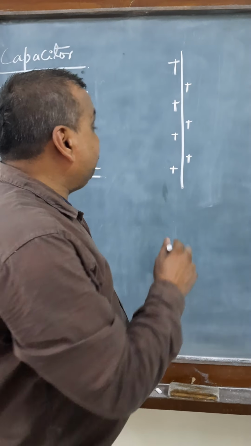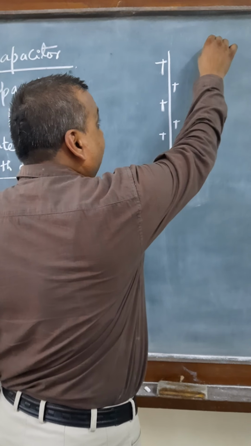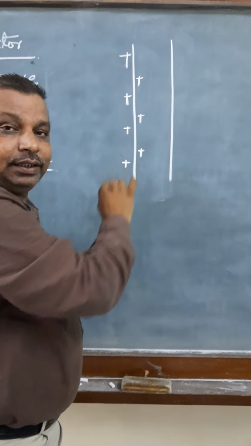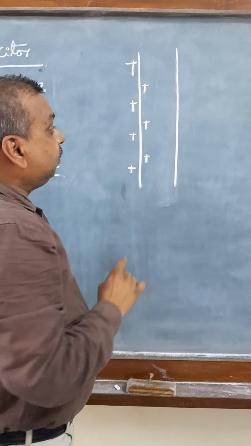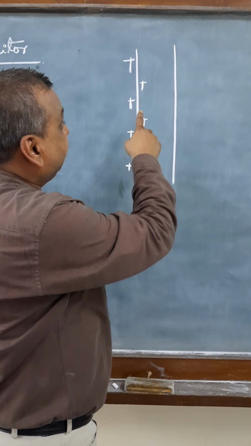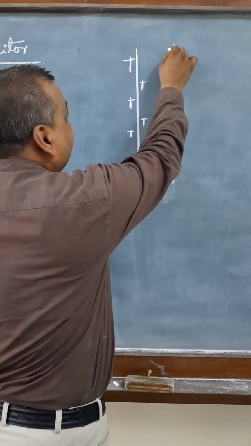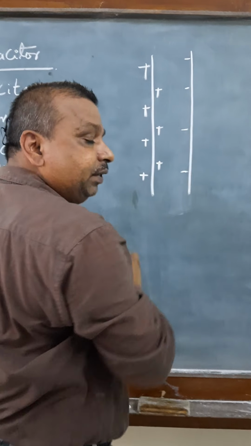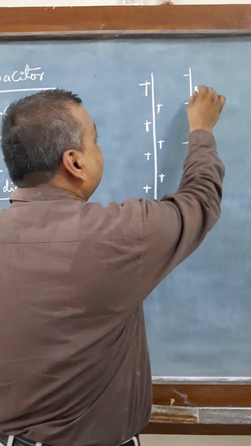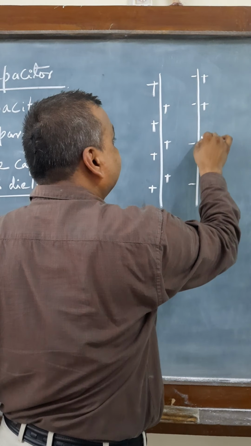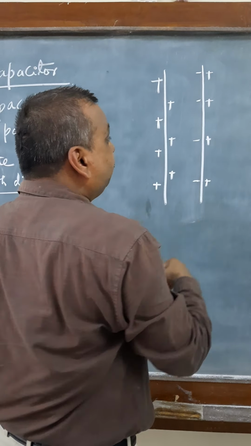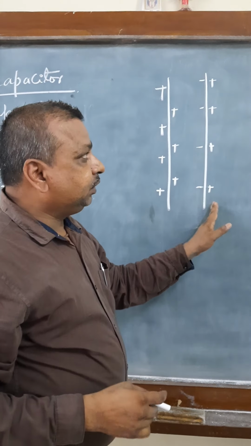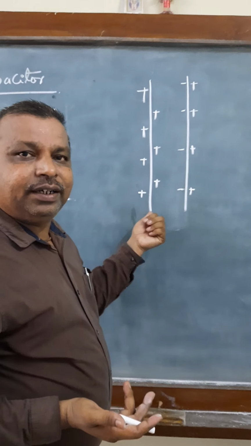So if we place an uncharged conductor near it, what will happen? By induction, the inner surface of this uncharged conductor will be negatively charged and the outer surface will be positively charged. So if we remove all these positive charges, the potential will certainly decrease.